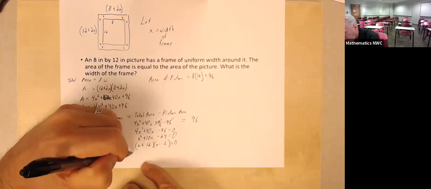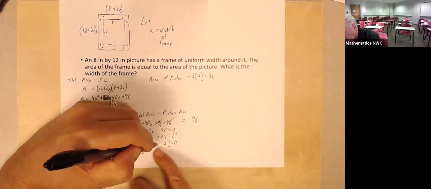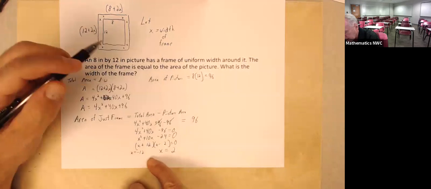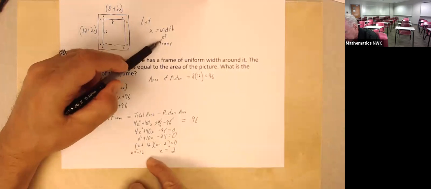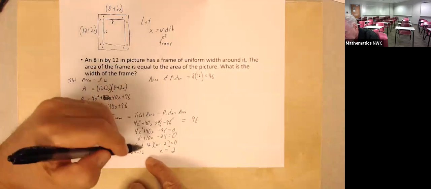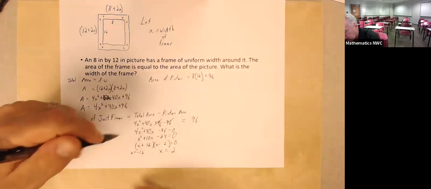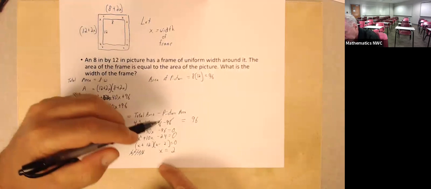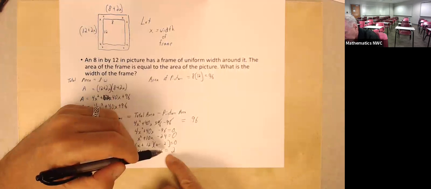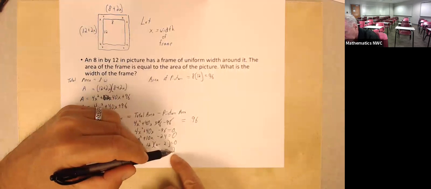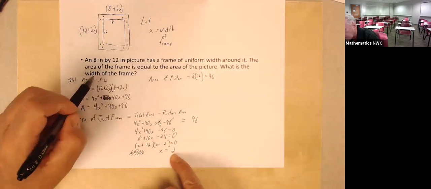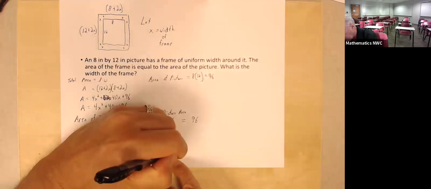This factor will give me a negative 12. This factor would give me a positive 2. Because it's a distance, that's what x is, I cannot have a negative distance. So this is an extraneous root. So my width, in this case, of the frame is 2 inches. And that's what they asked for, the width of the frame.